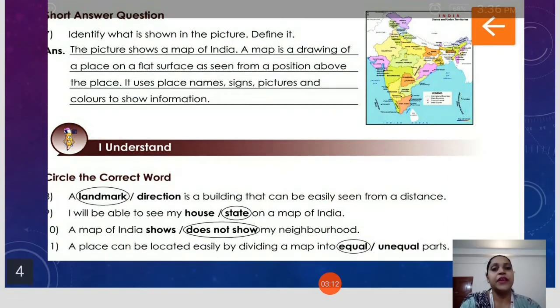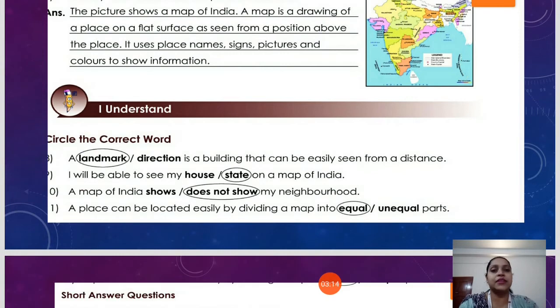Okay, children? Now we come to circle the correct word. And what's given? In circle the correct word, it's given number 8, a dash, landmark or direction, is a building that can be easily seen from a distance. The correct answer is landmark. You'll have to circle it around. Then number 9, I'll be able to see my house or state on a map of India. What you'll be able to see? Will you be able to see your house? No, it's state. So you'll circle state.